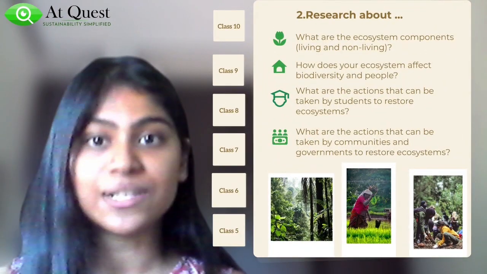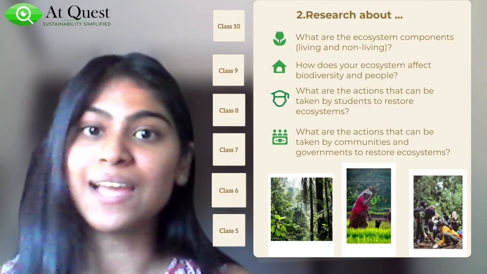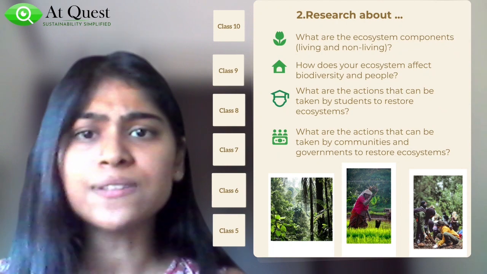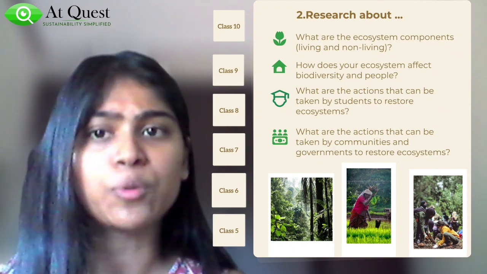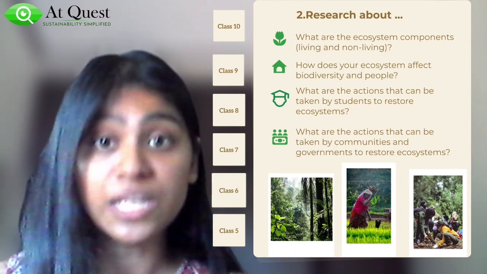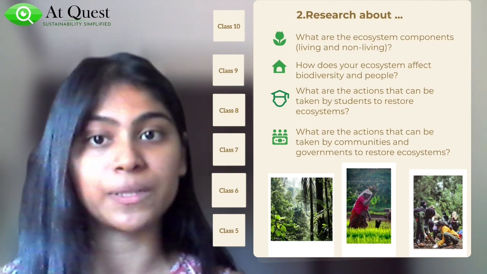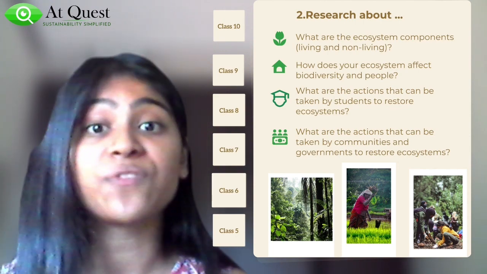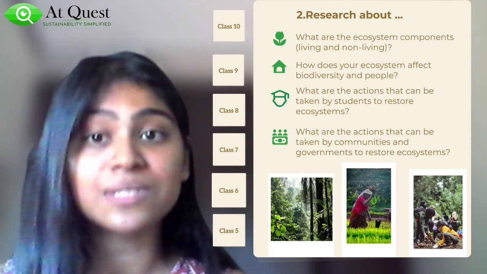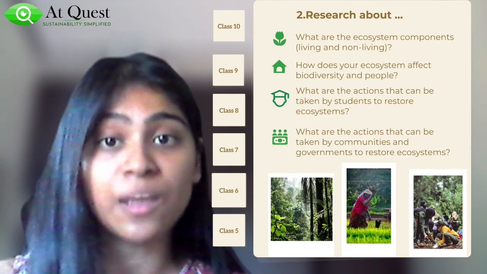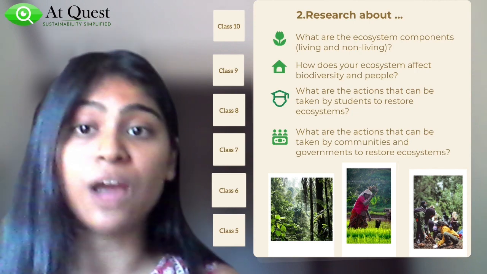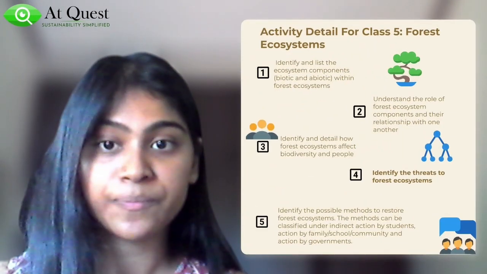Next, do your own research and explore the ecosystems assigned to your class. Think about the various components that make up your ecosystem, both living and non-living. Additionally, try to understand how ecosystems affect biodiversity and people. The next step is to identify actions that can be taken by students, by families, schools, and the community, as well as action by the governments to restore ecosystems.